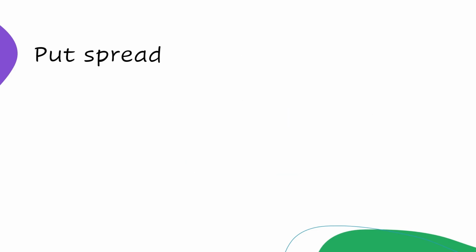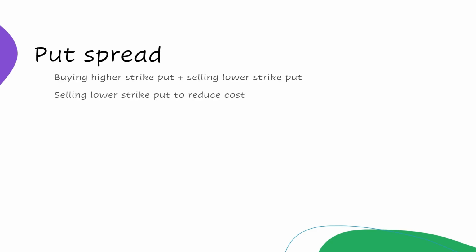Next, we will talk about put spread. Put spread is constructed by buying a higher strike put and selling a lower strike put at the same time. The idea is to sell a more out of the money put to reduce the cost of buying a put. Put spread is a way to express a bearish view because the put spread price increases when the underlying goes lower.